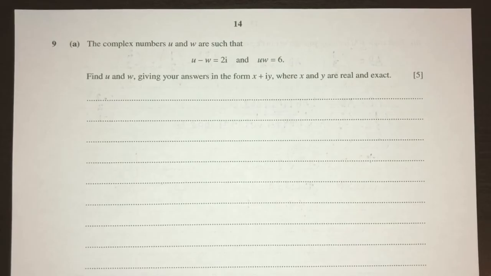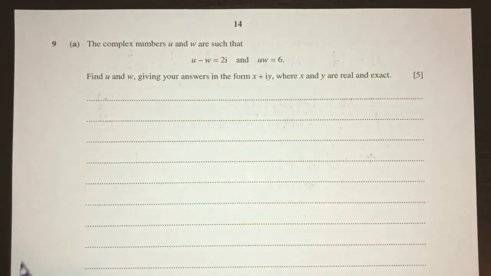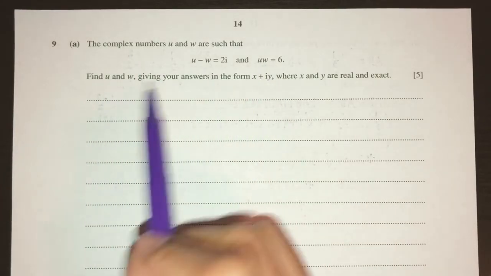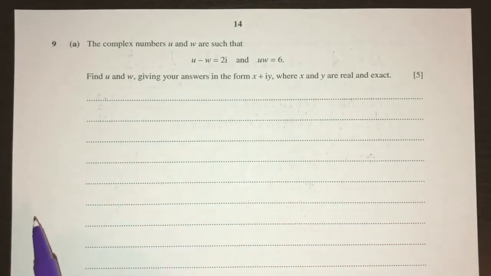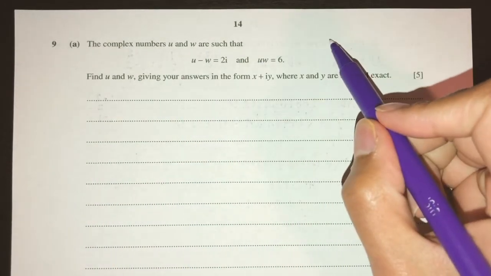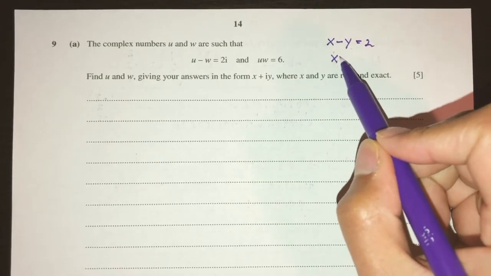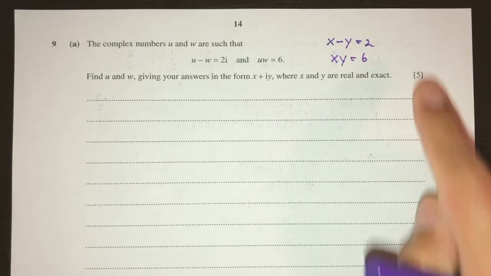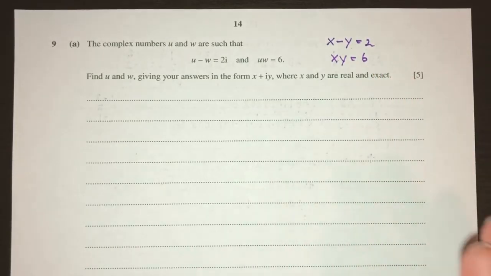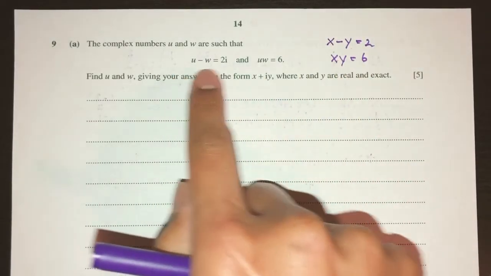So the complex numbers u and v are such that we have this is equal to this and this is equal to this. Now we have to find u and v, giving your answers in the form of x plus iy when x and y are real and exact. So if you observe, this looks a lot like when you have x minus y equal to 2 or x times y equal to 6. So when you had this, what did you do? You solve by substitution. It's like a simultaneous equation. So same thing here, same concept, but here we have complex numbers.